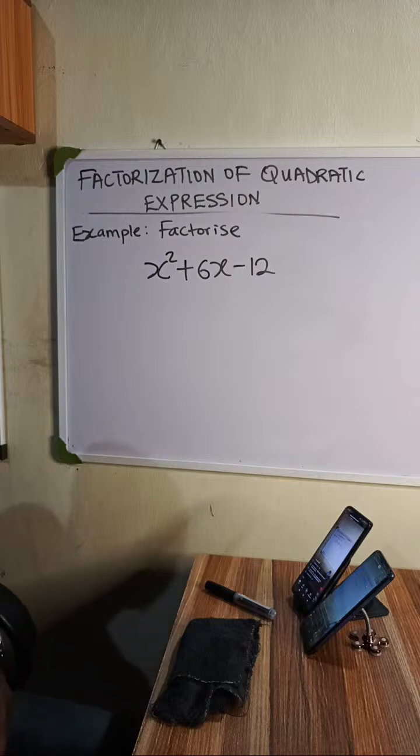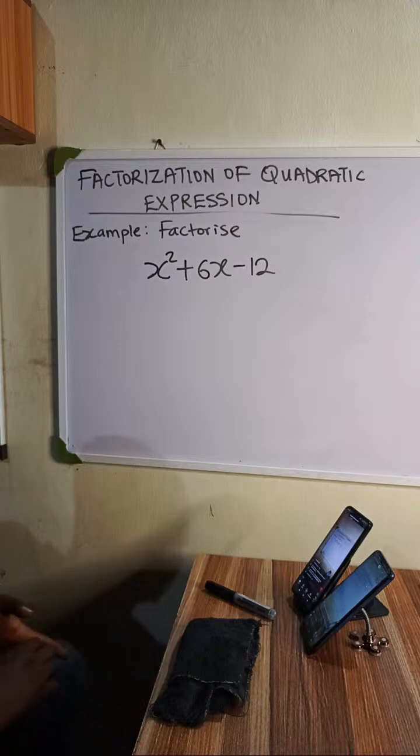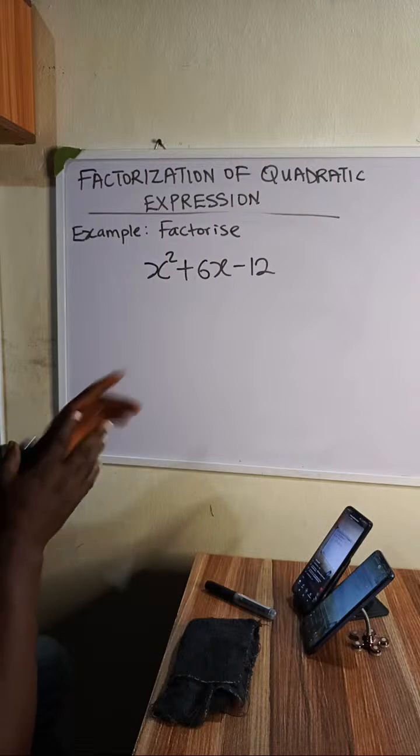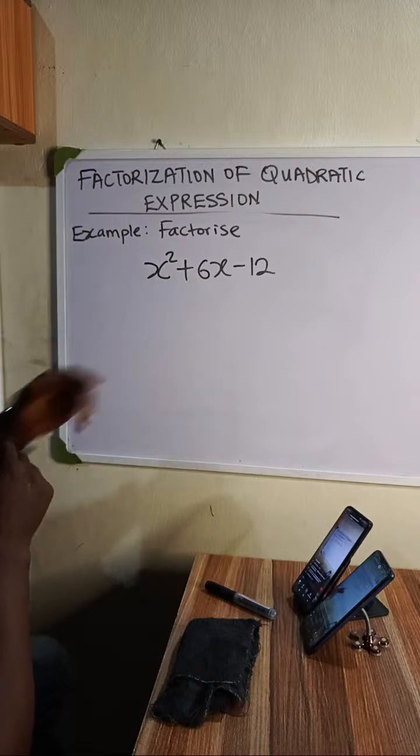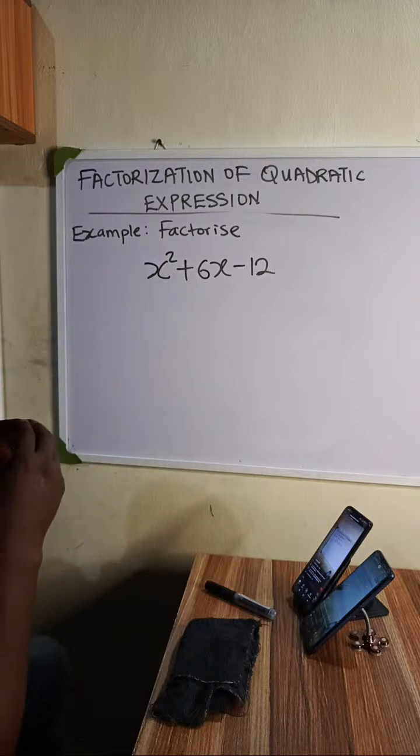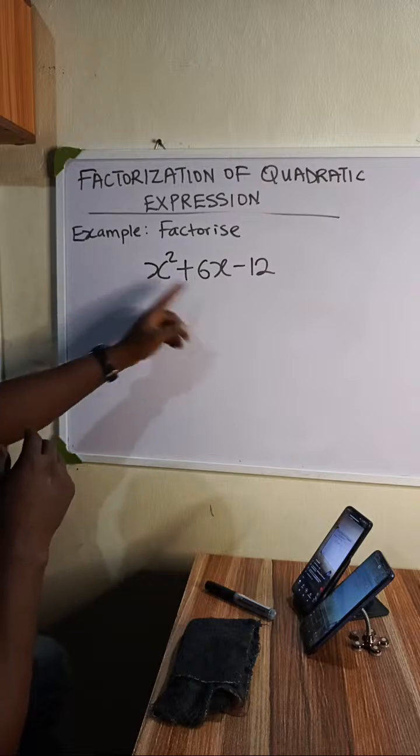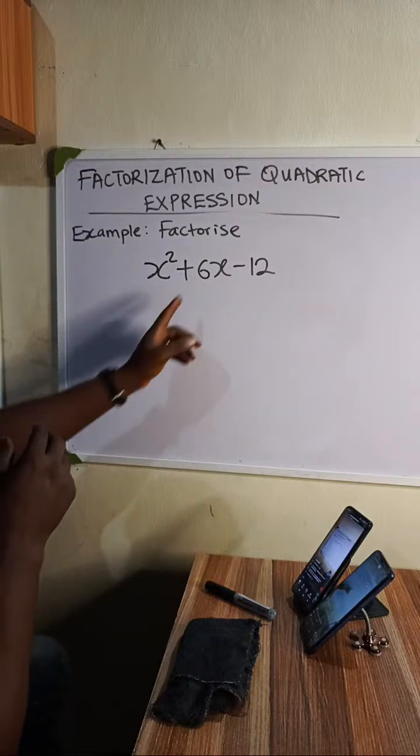Okay, 6 comma minus 2. Will 6 comma minus 2 add up to give you B? Remember, those two numbers will multiply to give you AC and add up to give you B.